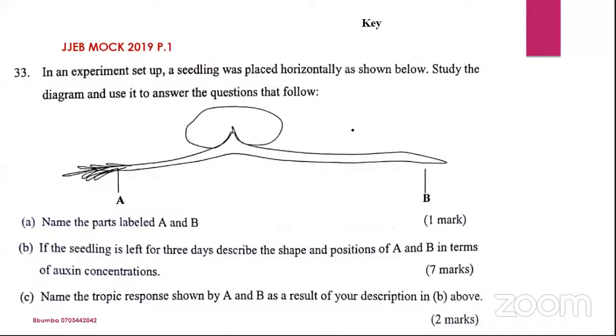Then we can end with this question. Now, I got this question from JEBU. It is a joint examination board mock, a very good mock body, and this question was set in 2019. I want us to end with this question. It says that in an experiment setup, a seedling was placed horizontally, as shown below. Study the diagram and use it to answer the questions that follow. You can see A, then B. The question says, name the parts labeled A and B.